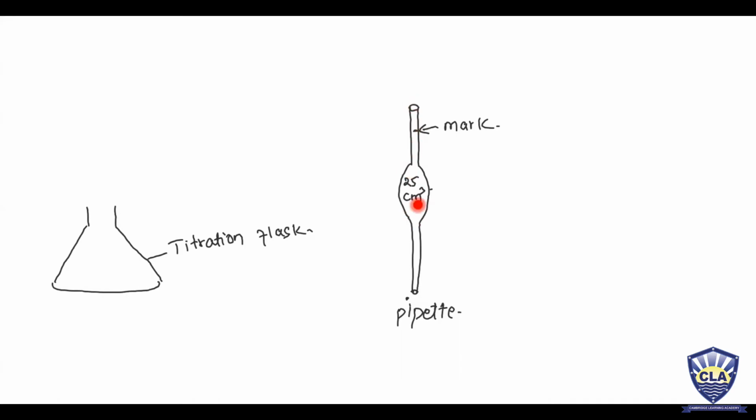Now transfer this into the titration flask and open up your thumb, so all the liquid would be transferred up here. So you should transfer 25 cm cube of sodium hydroxide in it. This is the simplest method I've told you, by using your mouth. But the problem is that if the liquid is harmful, and by chance it enters your mouth, it will cause damage.